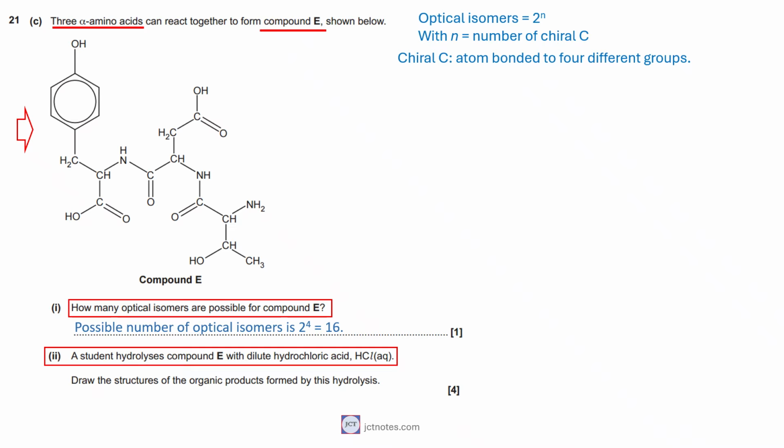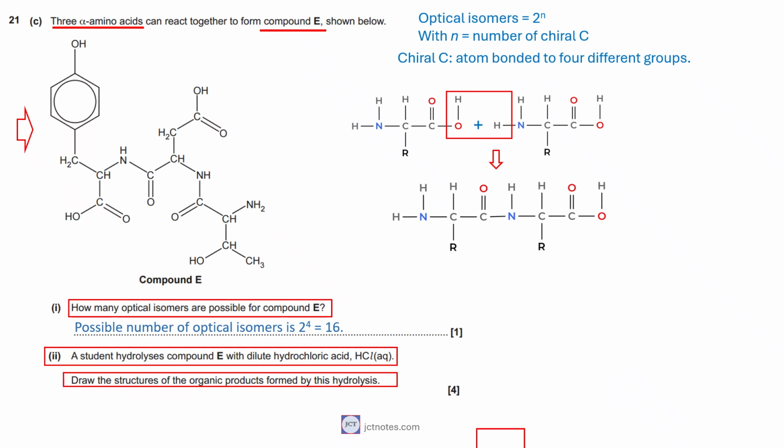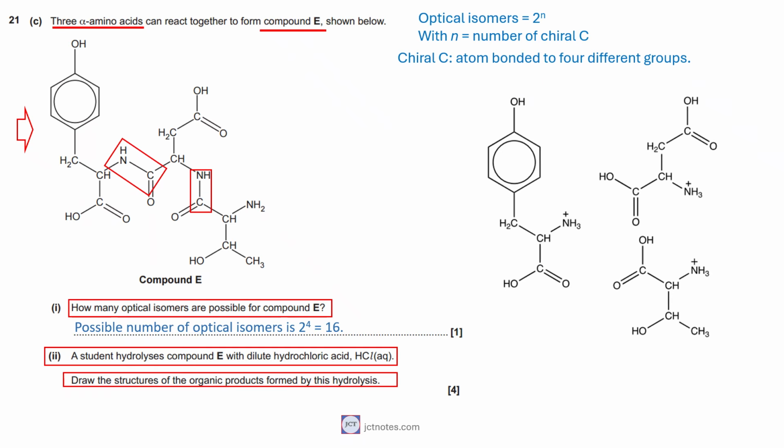The reaction of the different amino acids can be explained as the reaction between the amino and the carboxylic group, producing an amide group and water. Hydrolysis is the reverse process. We identify the amide group and reverse the reaction. There are 2 amide groups in compound E and we have 3 alpha amino acids. To ensure you get full marks, bear in mind that hydrolysis is performed in an acidic medium, therefore we should protonate the amine group.